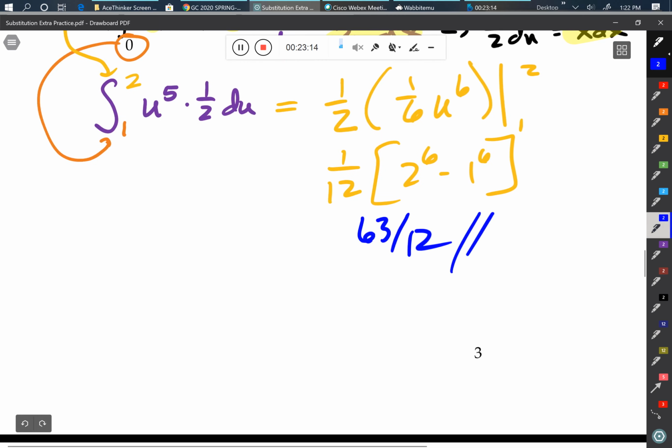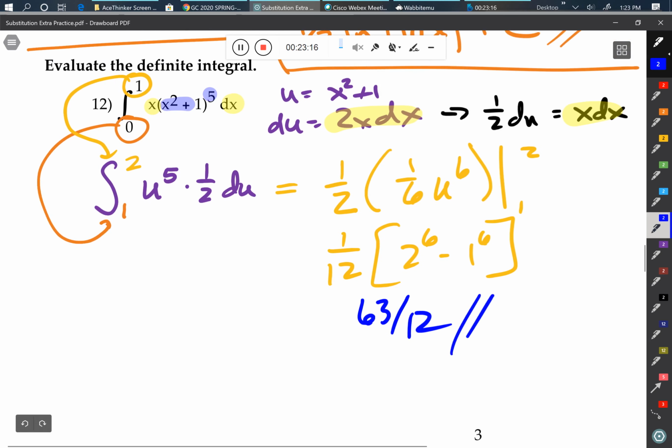I'm doing integration by substitution for definite integrals. Same thing as indefinite, just one extra step. We do that limits of integration business, and we just plug it in.